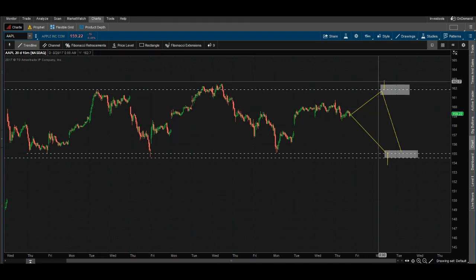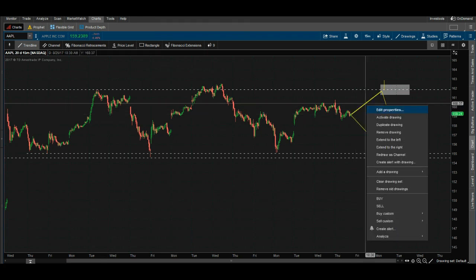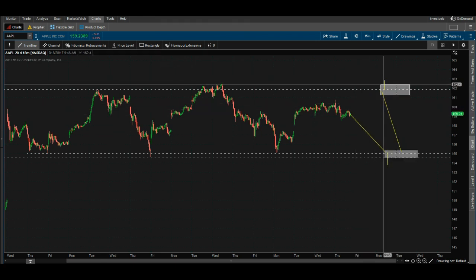So these are the ways I look for channels. These are the ways that hopefully this will help you, a tip and trick of how you are able to start to look for channels, identify them, and then also trade them.